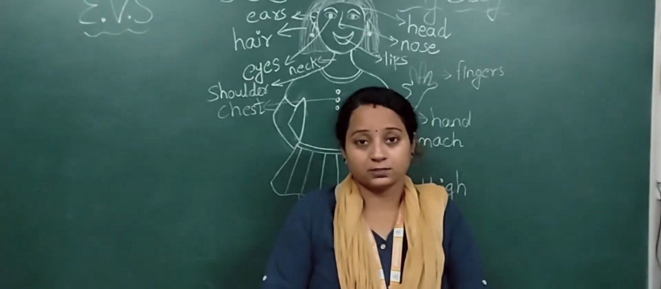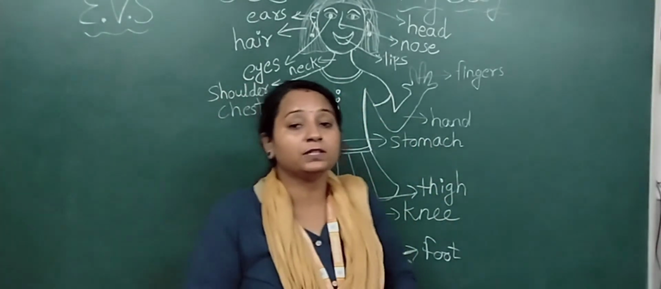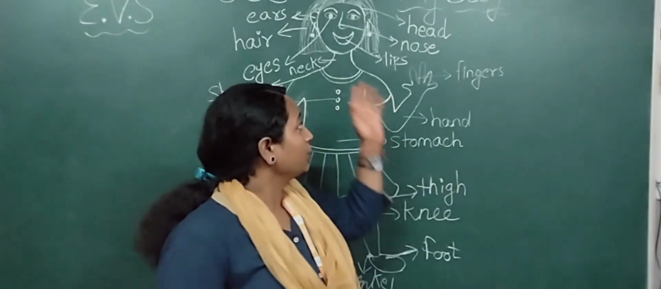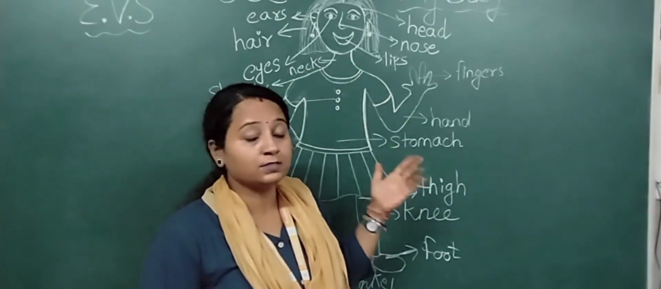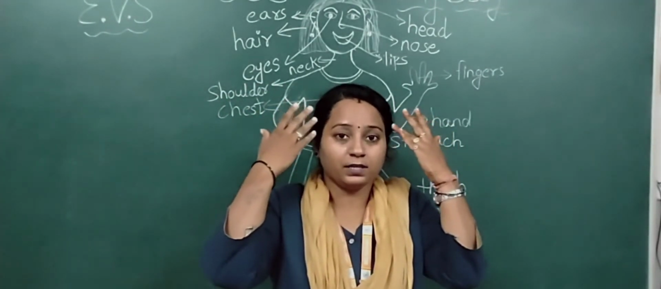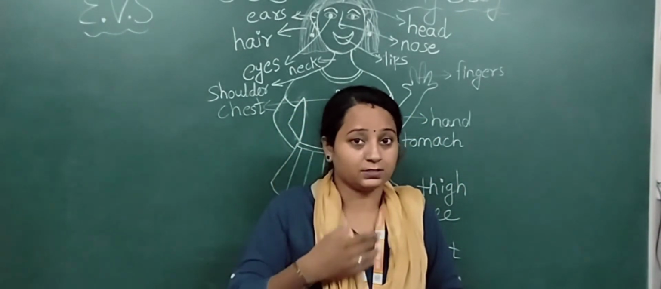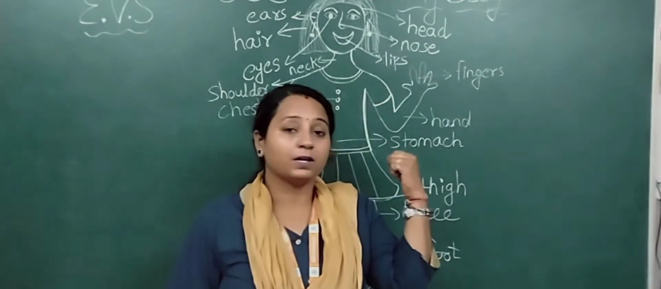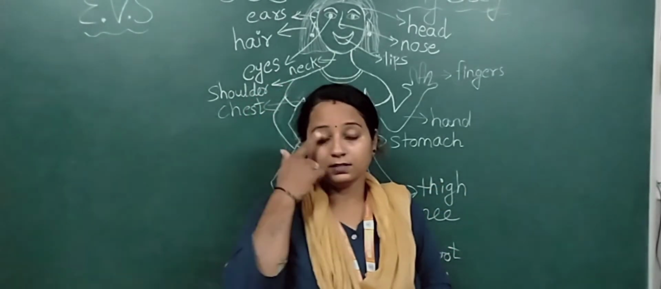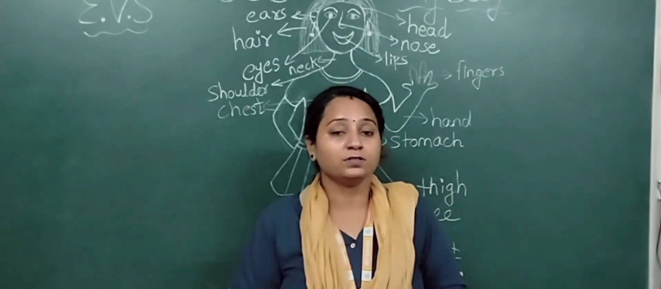Now in the Canopy textbook, page number 5, chapter number 2 is My Body. उसमें ये sentence बनाना है. You have to make sentences, आपको एक एक body part का sentence बनाना है. Like, this is my head. This is my face. Okay. This is my hand. This is my eyes. This is my nose. ऐसे आपको sentence बनाना है.